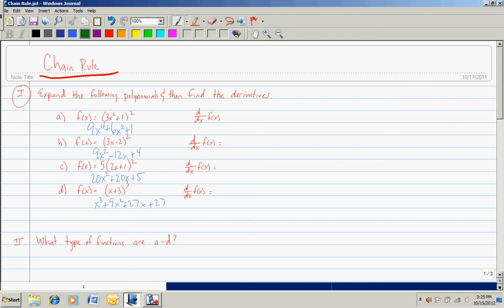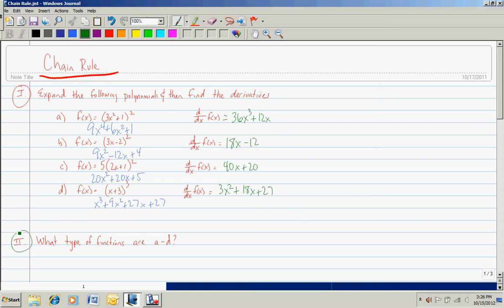Second thing I'd like us to do is to find the derivative of all these. Now there's no magic here, simply using the power rule. We get 36x to the 3rd plus 12x plus 0. We get 18x minus 12 plus 0. We get 40x plus 20 plus 0. And we get 3x squared plus 18x plus 27 plus 0.